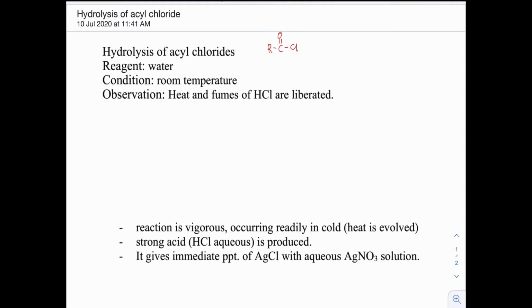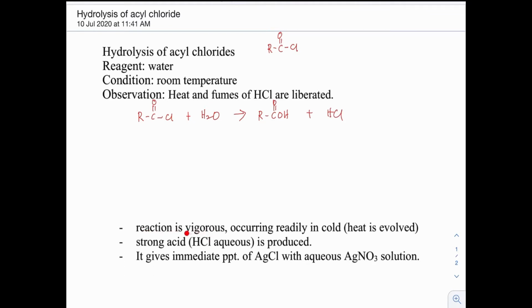Now, let's look at a general equation of the hydrolysis of acyl chloride. This RCOCl, when it reacts with water, the Cl is going to be replaced by the OH. So you will get RCOOH plus HCl.